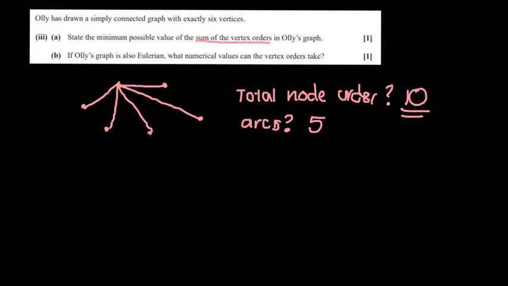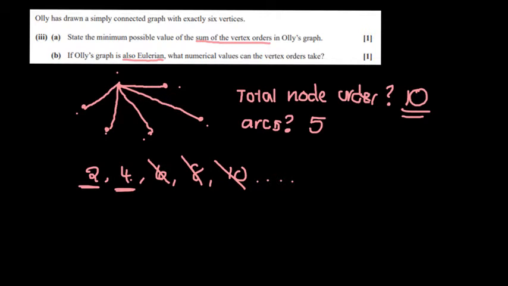We're then told that Ollie's graph is also Eulerian, so it's still simple, it's still connected, but it's now Eulerian. We're asking what values could those vertex orders take. Right, we know that they have to be even, so that's 2, 4, 6, 8, 10, and so on, all the even numbers. We have 6 nodes, and we already know that if a node has a node order of 6 or indeed above, we're going to end up with multiple loops. So I can get rid of the 6 and certainly the 8 and the 10, which means each of these nodes here can only have a node order of 2 or 4, and that's it.